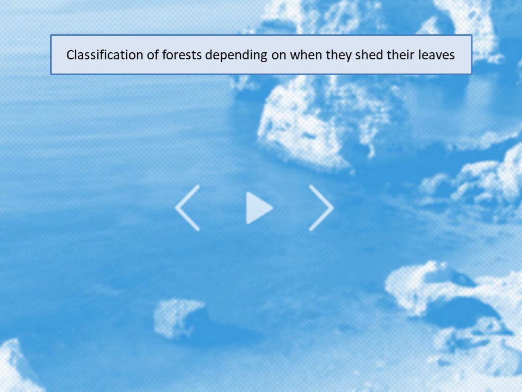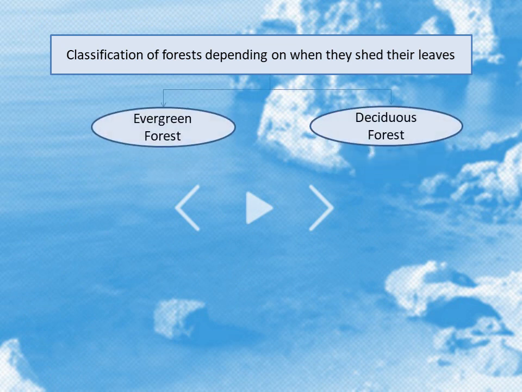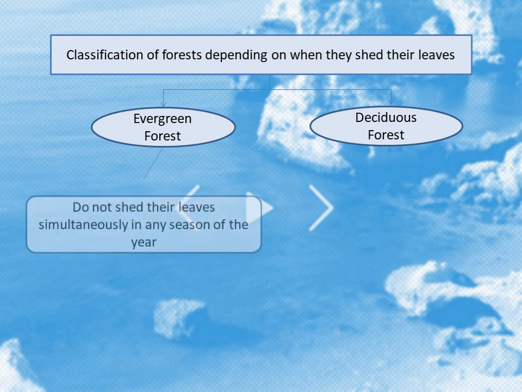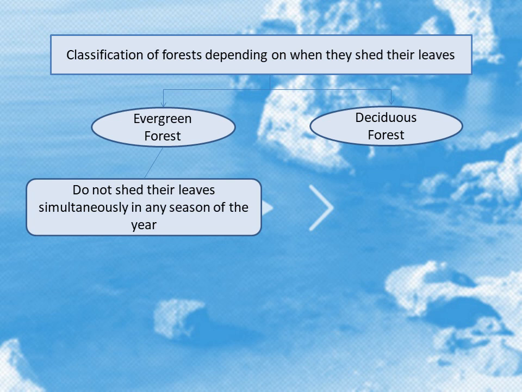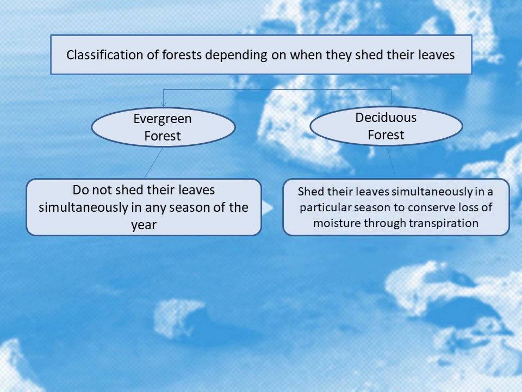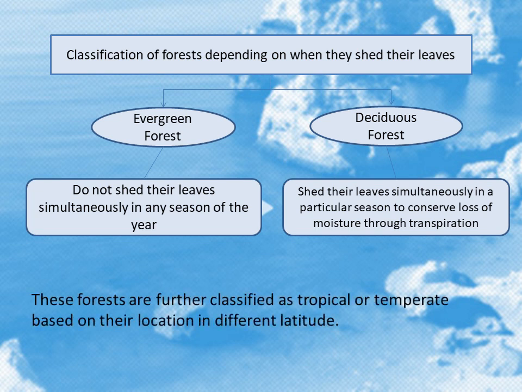Forests are broadly classified as evergreen and deciduous depending on when they shed their leaves. Evergreen forests do not shed their leaves simultaneously in any season of the year. Deciduous forests shed their leaves in a particular season to conserve loss of moisture through transpiration. These forests are further classified as tropical or temperate based on their location in different latitudes. For example, if an evergreen forest is located in the tropical region, it is called the tropical evergreen forest. And if an evergreen forest is located in the temperate region, then it is called the temperate evergreen forest.